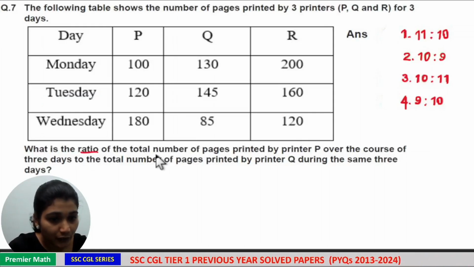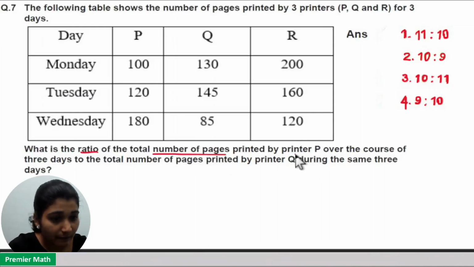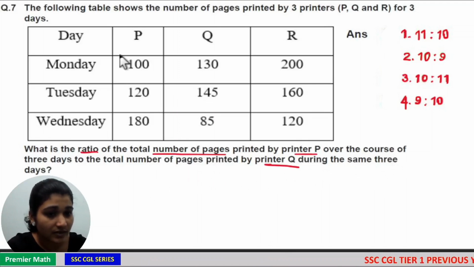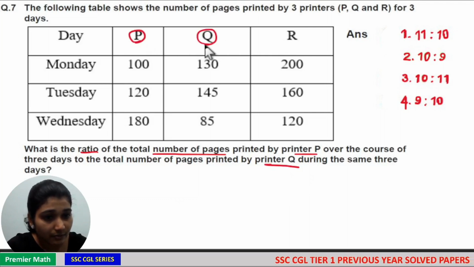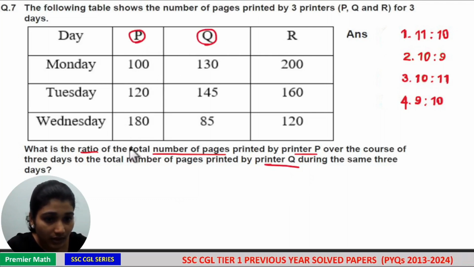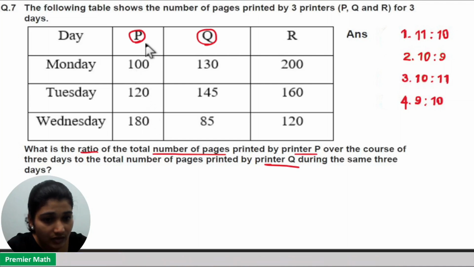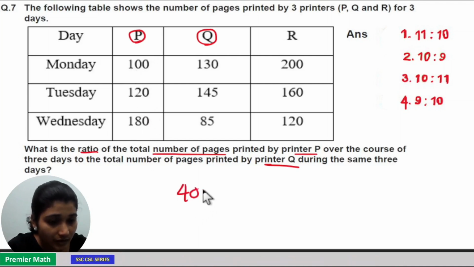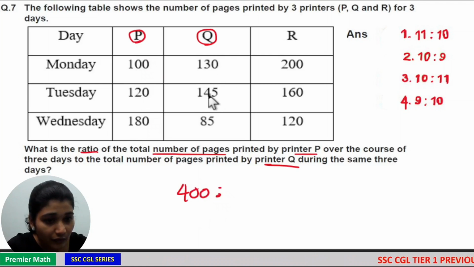What is the ratio of total number of pages printed by printer P over the course of 3 days to the total number of pages printed by printer Q during the same 3 days? Here this is printer P and printer Q. Now take 3 days sum. 120 plus 180 is 300. 300 plus 100 is 400. Is to here 130 plus 145 is equal to 275.